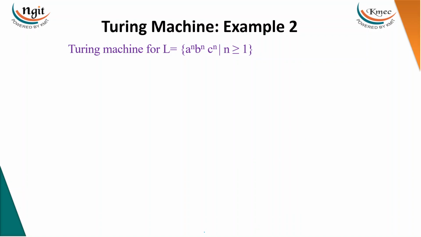Let me explain for A power n, B power n, C power n, how we have to do it. Guys, listen here please. Same thing here: A, A, B, B, C, C. Then change A to X, B to Y, C to Z. Don't expect me to tell it like earlier.